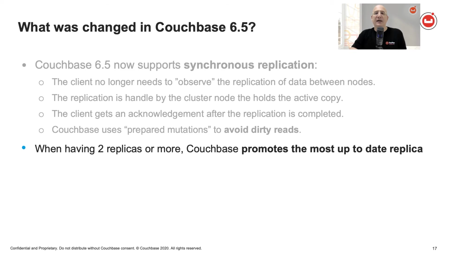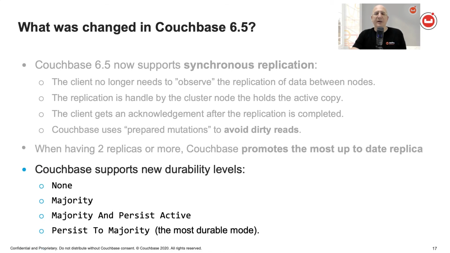Another improvement that was added to Couchbase 6.5 is fixing the lost writes issue. When a failover occurs and the bucket is set to 2 replicas or more, Couchbase checks every vBucket replica and promotes the most up-to-date replica. The new durability mechanism supports 4 durability levels: none, majority, majority and persist active, and persist to majority, which is the most durable level. Let's discuss each durability level and understand what it offers.